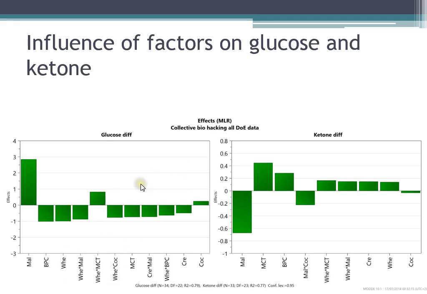Coconut fat has the total opposite interaction with whey protein. It actually decreases blood sugar. MCT or brain octane, which was used in both cases, decreases blood sugar.